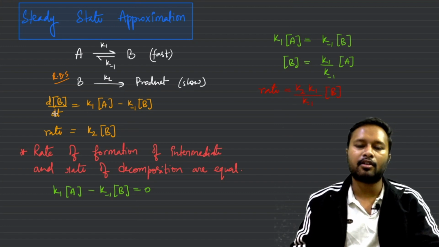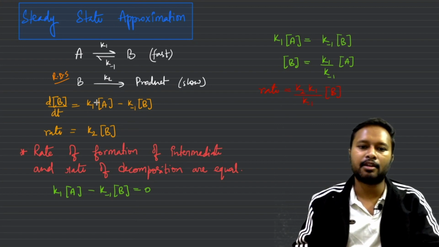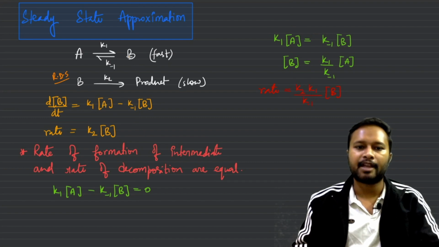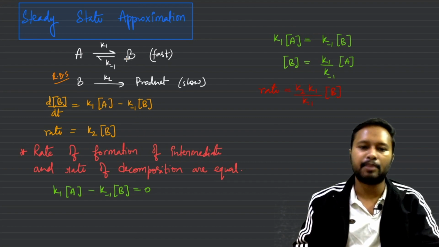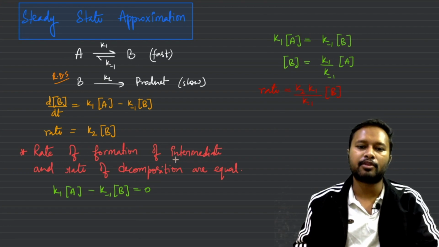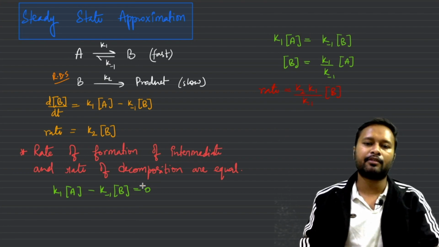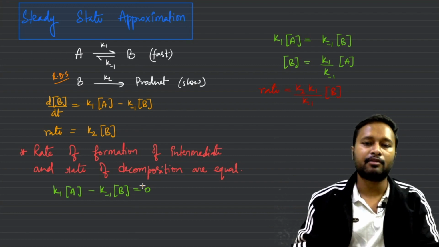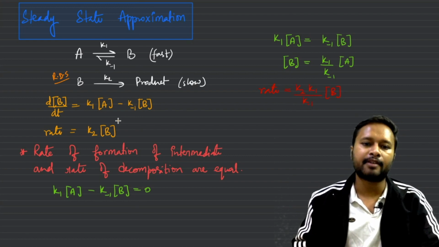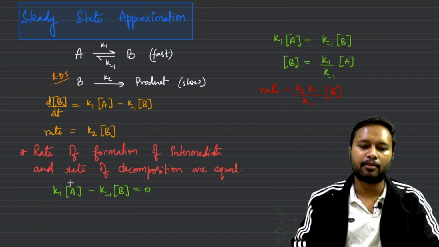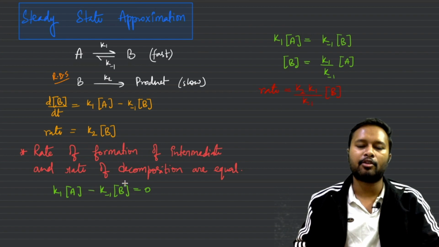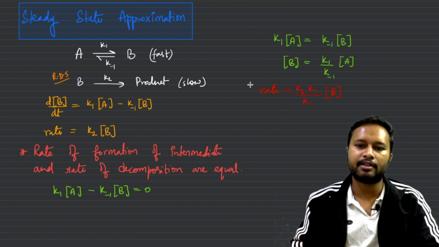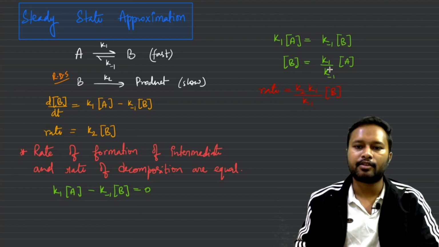So the rate of formation of B will be dependent upon the concentration of A, as well as on the concentration of B in the first step, and the rate will be this much. So the rate of formation of intermediate and the rate of decomposition of intermediate are equal according to the steady state approximation. So this is the rate of formation of intermediate, this is the rate of decomposition of intermediate, so both of them have to be equal. You can either put an equal sign between them, or you can just subtract both of them and compare it with 0. With that you will get the concentration of B to be this much.